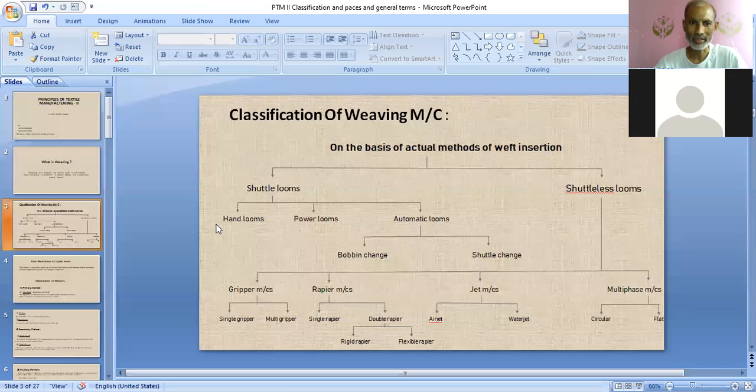Then shuttle looms are further categorized into hand looms, power looms, and automatic looms. Automatic looms are further classified into bobbin change and shuttle change. Here the pirn is changed automatically, and here the shuttle is changed automatically. So there is no need to stop the loom when the weft thread on the pirn gets exhausted. Shuttleless looms are further classified into 4 categories: gripper machines, also known as projectile machines, which are further categorized as single gripper and multiple gripper.